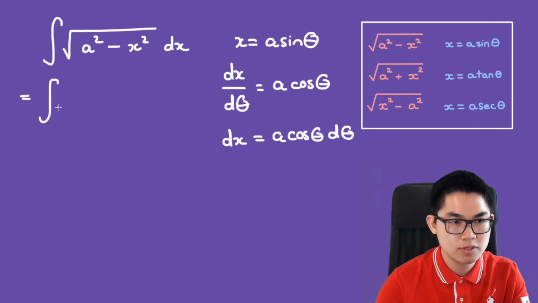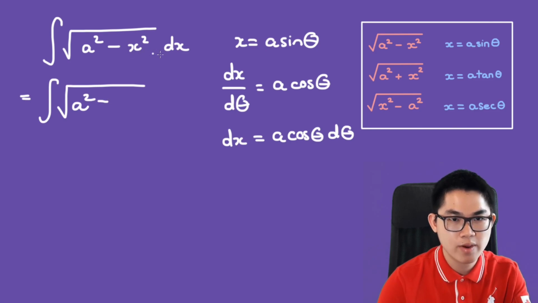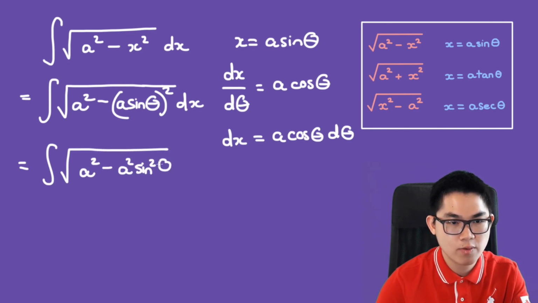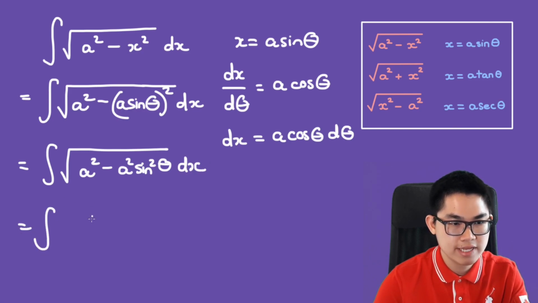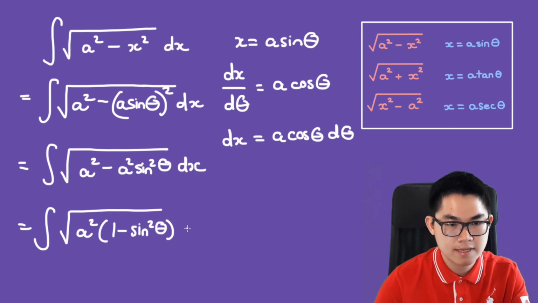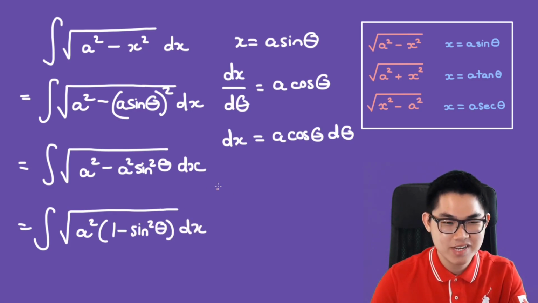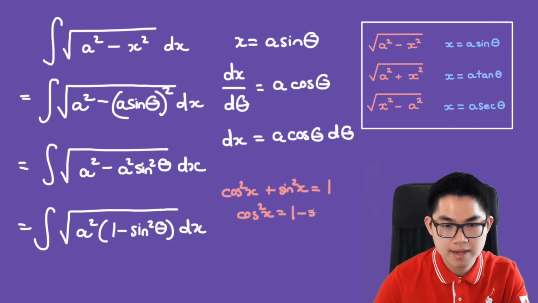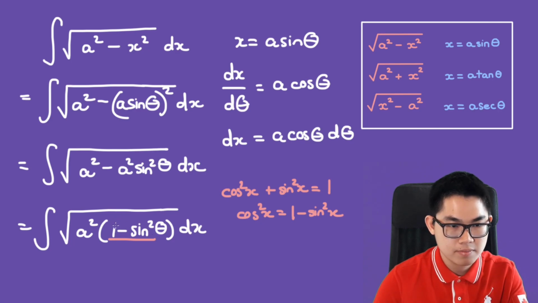Our integral is equal to the square root of a squared minus x squared, and x is a sine, so we have a times sine to the power of 2 dx. And we have the square root of a squared minus a squared times sine squared dx. We need to factor out the a, so we have the square root of a squared times 1 minus sine squared dx. A trigonometric identity that you need to know is cosine squared plus sine squared is equal to 1. So cosine squared is equal to 1 minus sine squared, which is this part here.